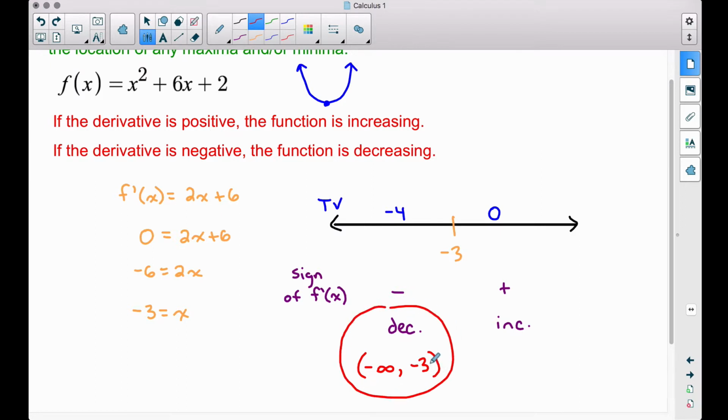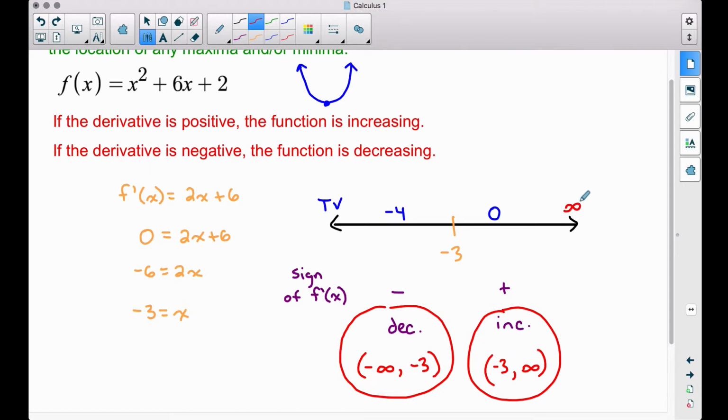These are values of x. Our function is increasing from values of x that go from -3 and forever to the right. We're going forever to the right, so that's to positive infinity. This is our interval of increase. We always use values of x when we talk about intervals of decreasing or increasing.